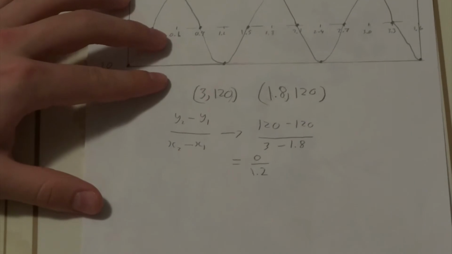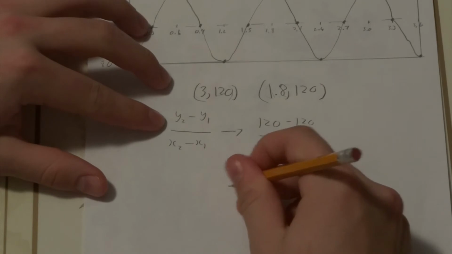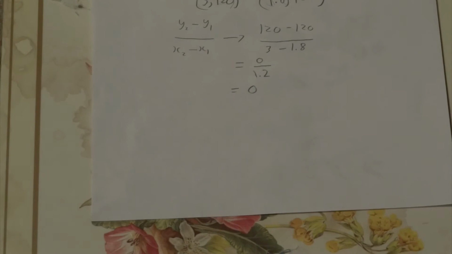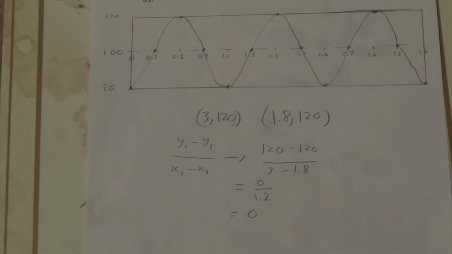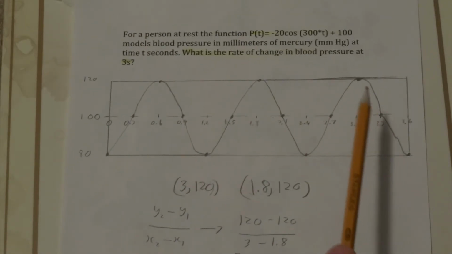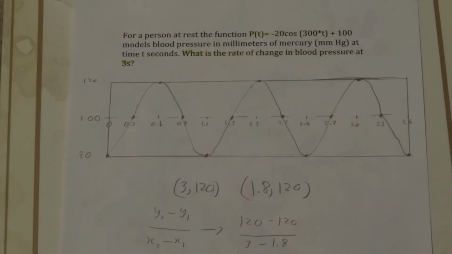Now, if you plug into your calculators 0 over 1.2, you're going to get 0. Why is this? Anytime you have a 0 on the top, or the numerator, your equation is always going to equal 0. So now that we found out that the slope of our tangent is equal to 0, we can come to the conclusion that at 3 seconds, the rate of change of the blood pressure in millimeters of mercury is actually 0. So that answers our question.